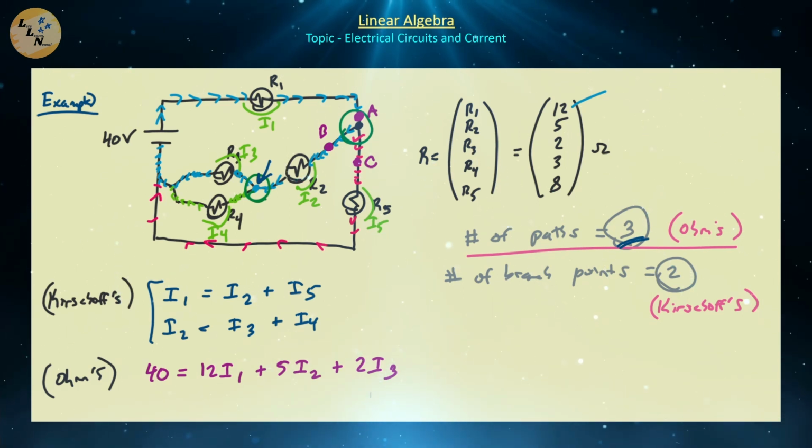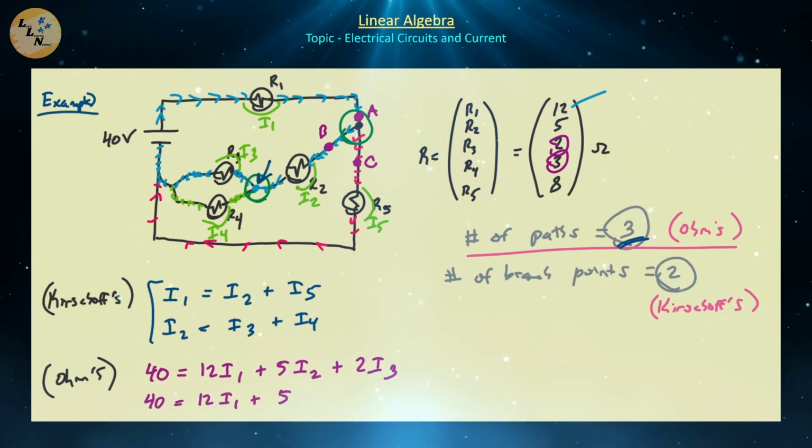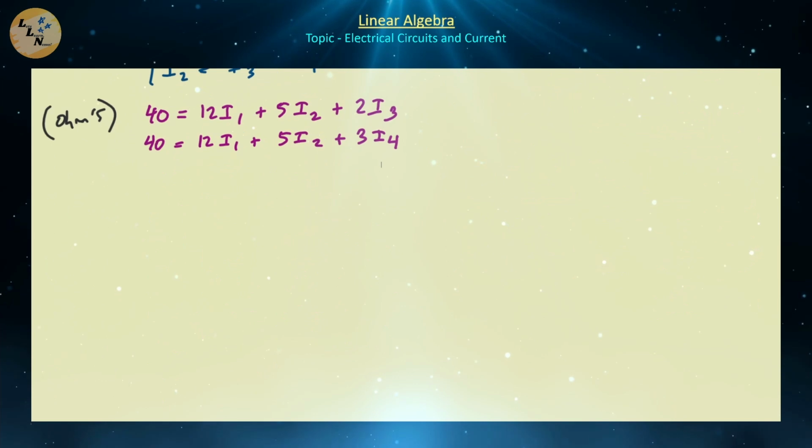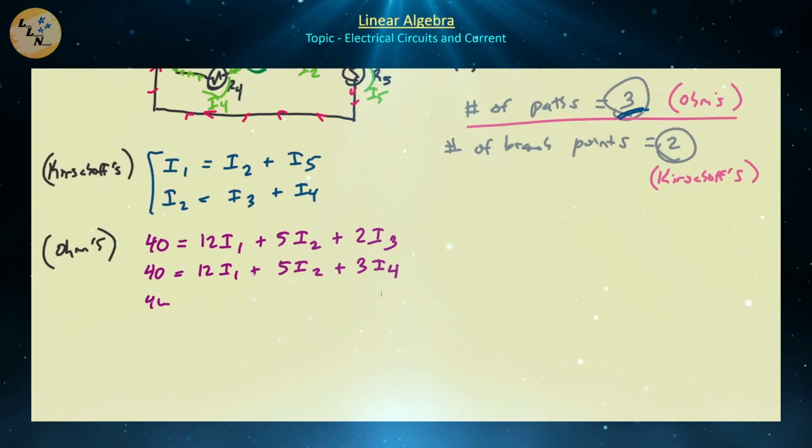The only difference between path blue and path green is instead of going through 3, we're going to be going through 4, right? So instead of 2 ohms, we're going to be doing 3 ohms. We're going to have 40 is equal to 12 I1 plus, still going through 2, but instead of going through 3, we're going through 4, so it's going to be 3 I4. And the last equation is going to be the red one. We're just going to have our I1 and I5. So we're going to have 40 is equal to 12 I1 plus 8 I5.